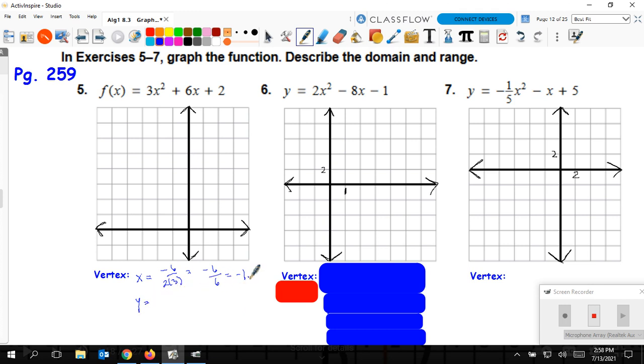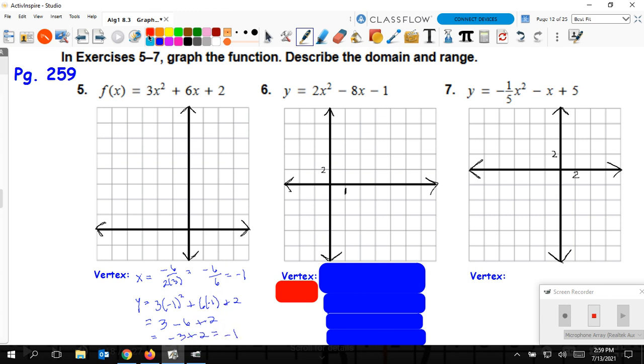And then to find the y-coordinate, we're going to plug negative 1 back into this function, in those two places. 3 times negative 1 squared plus 6 times negative 1 plus 2. Negative 1 squared would be a positive 1, two negatives make a positive. So 1 times 3 would give us 3. This is a negative 6 here, and then plus 2. We can do 3 minus 6. That's going to give us a negative 3 plus 2. And that's going to give us, take 2 away from negative 3, is a negative 1.